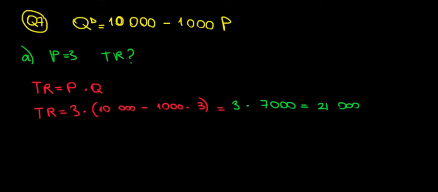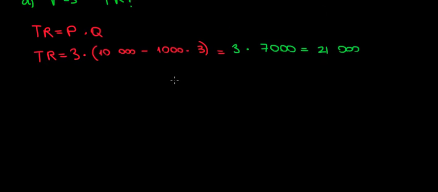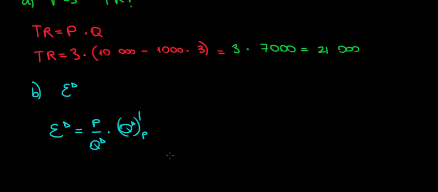Let's look next. Next we have elasticity. And the question is, what is the elasticity of demand at this point? Well, let's recall that elasticity of demand is just price divided by quantity demanded times the derivative of the quantity demanded with respect to price. Now we know the price is equal to 3. Quantity demanded, we found it over here, is equal to 7,000. Now what is the derivative?